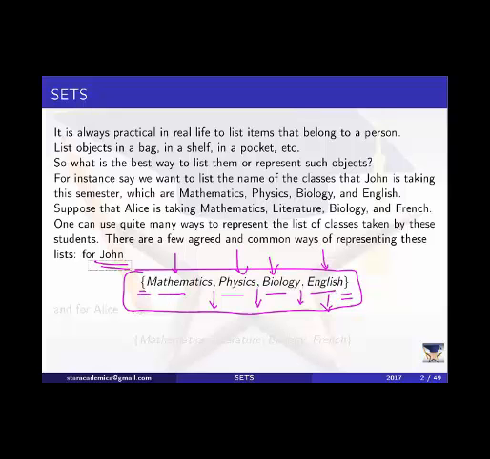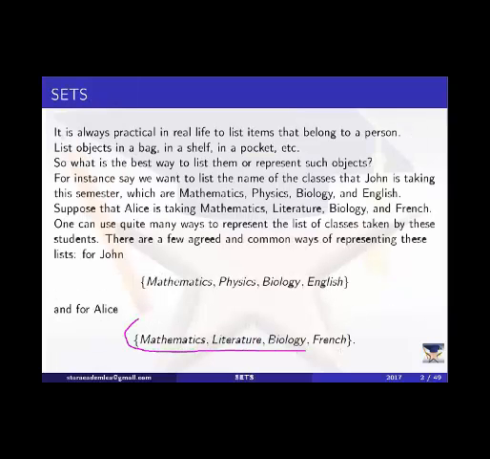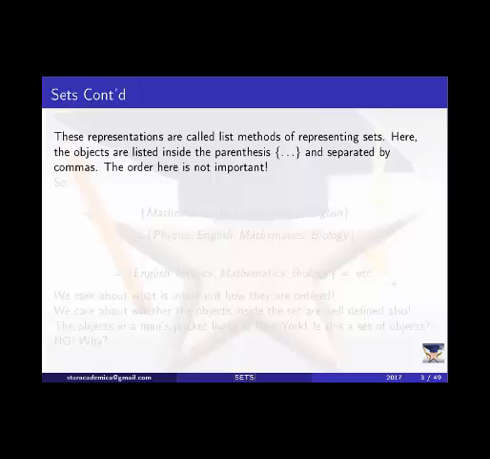And what about Alice? For Alice we do the same thing. She is taking mathematics, literature, biology, and French. We put curly braces, and in between them we put the names of the classes, which are the elements of the set: mathematics, literature, biology, and French. So between curly braces we list the objects separated with commas. This is called listing, or the list method, for the elements of a set.